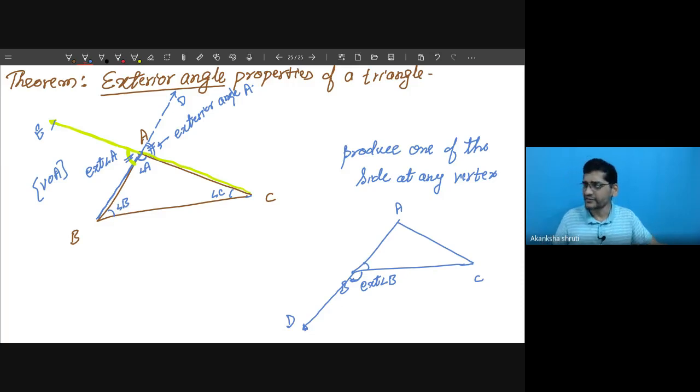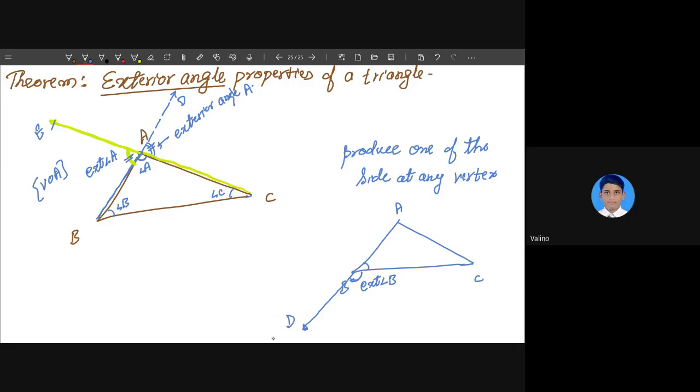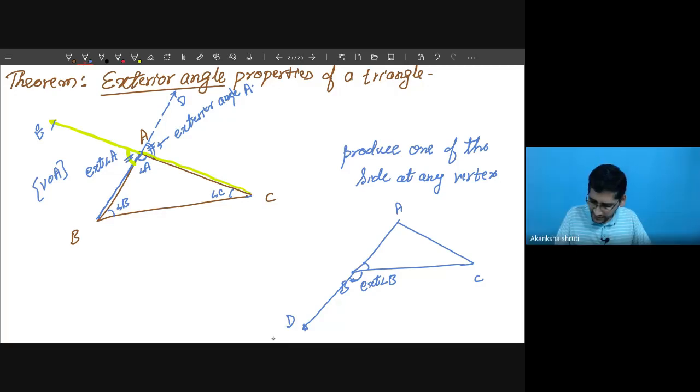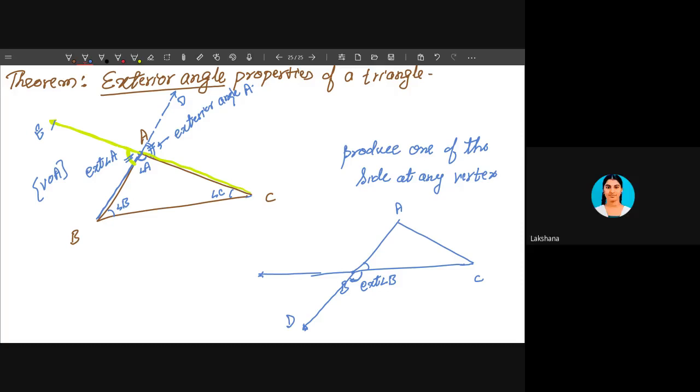Are you getting, student? You are also free to extend this. Yes, sir. CB. If you are extending this CB, it will go like that. Are you getting? Not getting? Yes, sir, getting.